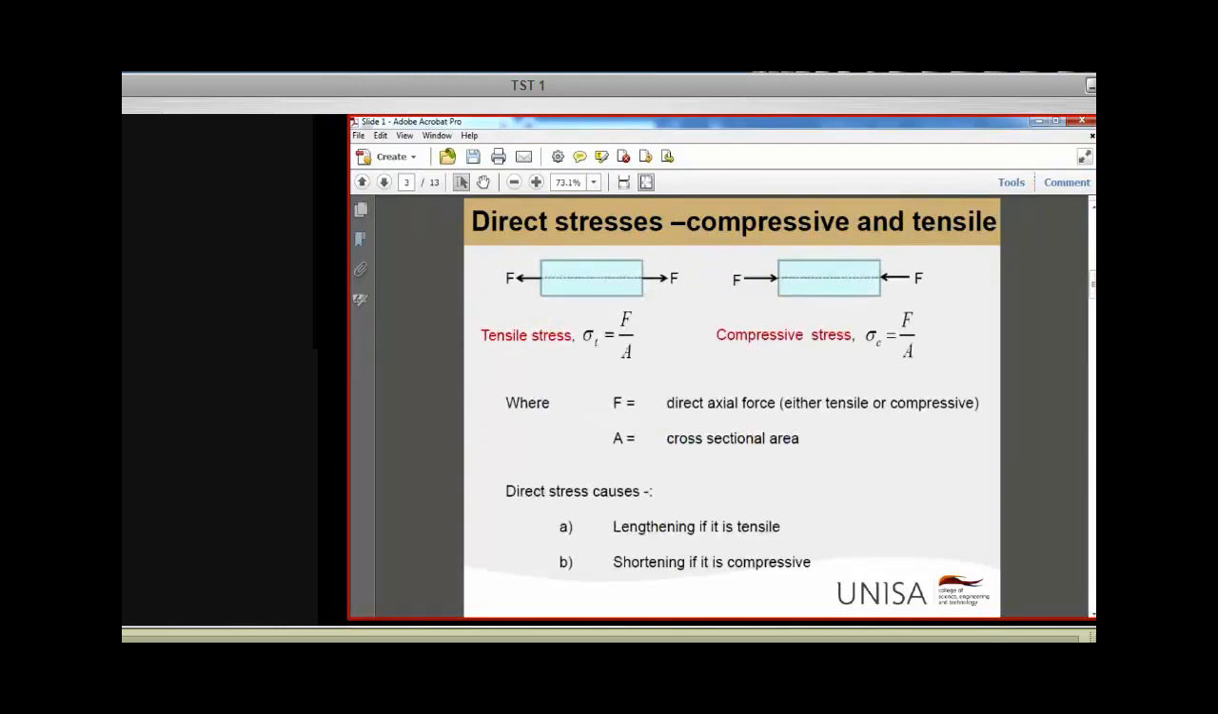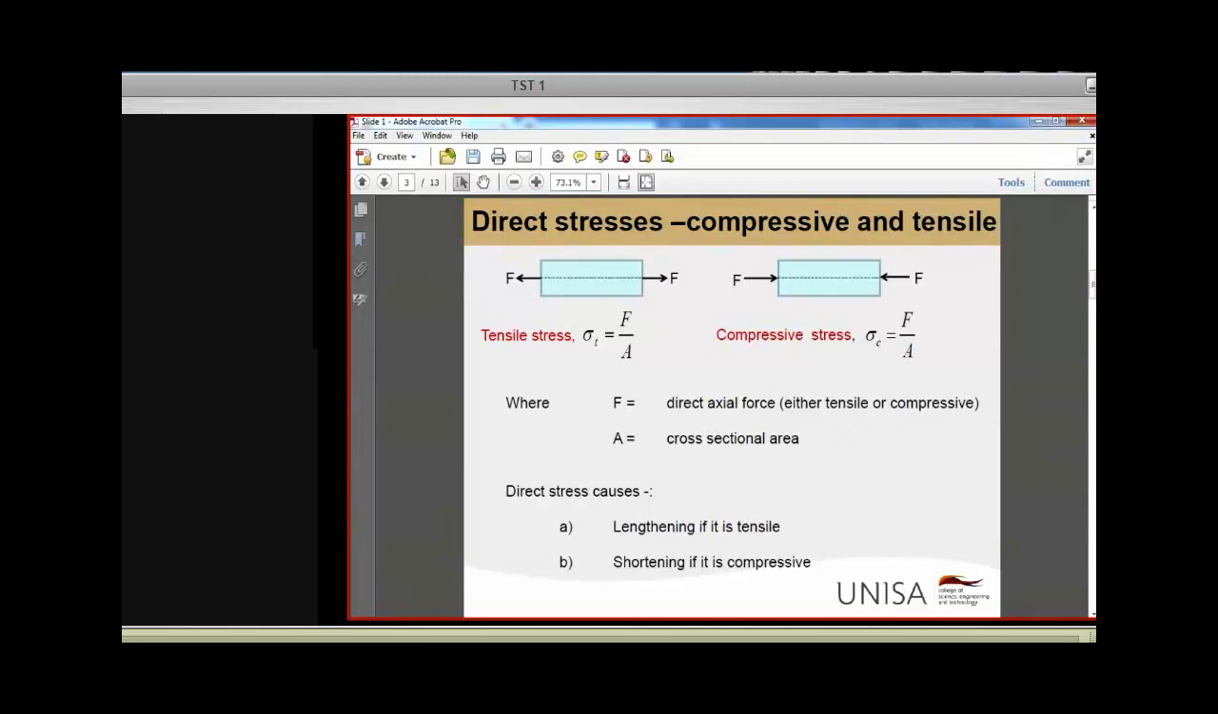Direct stresses can be in form of compressive and tensile. As we are seeing on the screen, for example, let's say you have a bar of material and it is being pulled apart with a force F. Then the internal stress that would develop inside that bar is being referred to as a tensile stress.